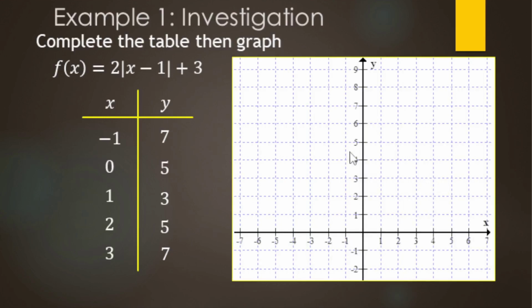Negative 1, 7; 0, 5; 1, 3; 2, 5; and 3, 7 goes there. And now connecting all the dots, looks like that. So you can see that this makes a V shape. And this is going to have a vertex right in here. And that's where it goes from going down to going up. And it can be vice versa, where it's starting down here, going up, and then back down. And that point where it switches directions, that's called a vertex.